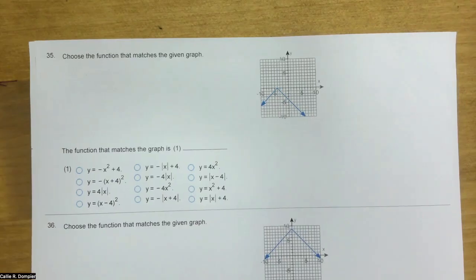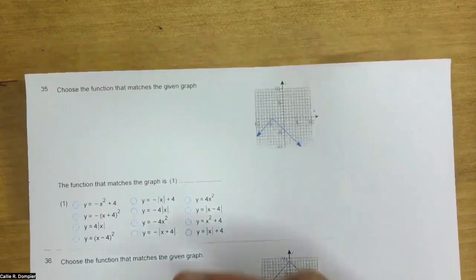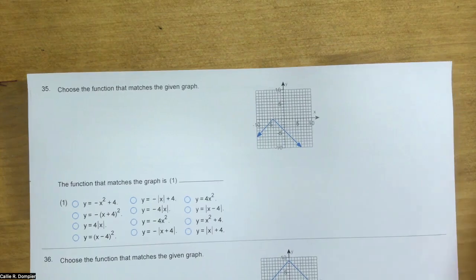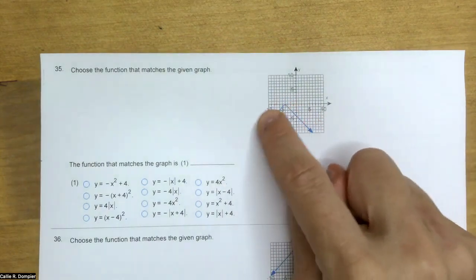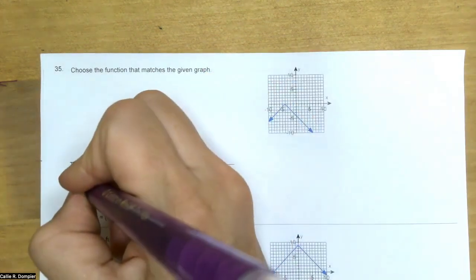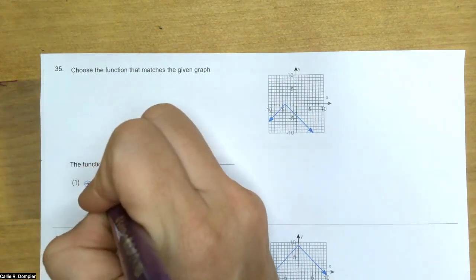35. Here we have kind of the same thing where it's either x squared or the absolute value of x. Because of the sharpness of it, it looks more like absolute value. So I'm going to get rid of anything that was an absolute value.